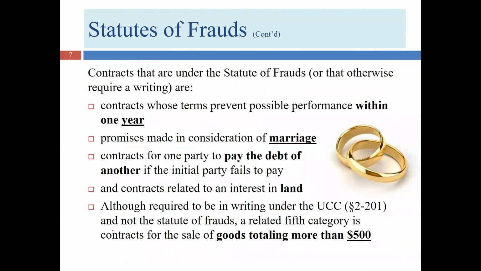So here we have 5 categories that are covered by the Statute of Frauds. Let's look at these and then we'll compare these to the Texas statute. Contracts whose terms prevent possible performance within 1 year. This applies to situations in which it's impossible to complete the contract in 1 year. For example, if I own a janitorial service and you own a high-rise office building and you hire me to perform janitorial services on your high-rise office building for 13 months, guess what? We can't perform that within a year.